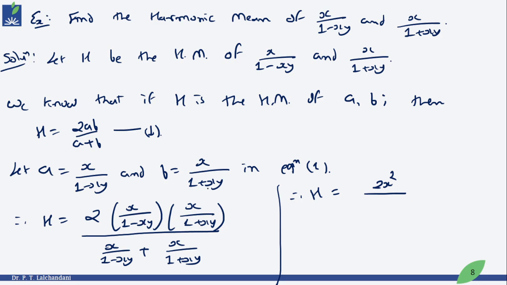Now you have studied the factorization in your school level, and you might have studied that a square minus b square is equal to a minus b, a plus b, right? This you have already studied in your school level. A square minus b square can be written as a minus b, a plus b. So here you can observe that this is the same kind, a minus b, a plus b. So it will be a square minus b square.